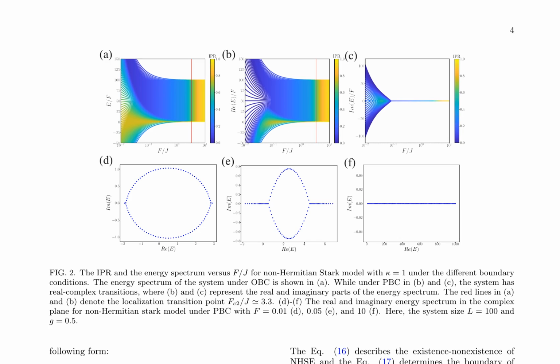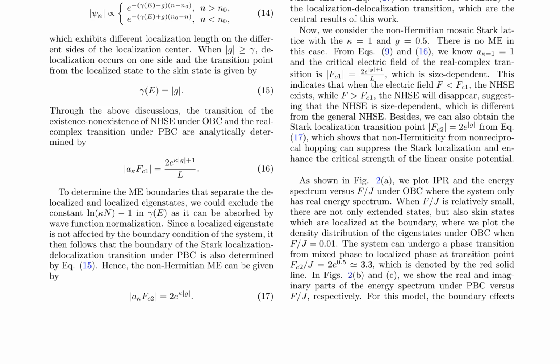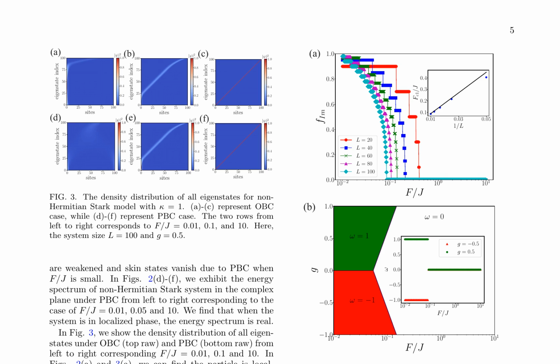The non-Hermitian Stark model with various boundary conditions is a central focus of this research. The energy spectrum and localization transitions are key areas of investigation. Novel ideas and significant findings are highlighted throughout the study. The authors investigate the non-Hermitian Stark model with open boundary conditions, OBC, and periodic boundary conditions, PBC, to explore the existence of non-Hermitian skin effects, NHSE, and the real complex transition of the energy spectrum.